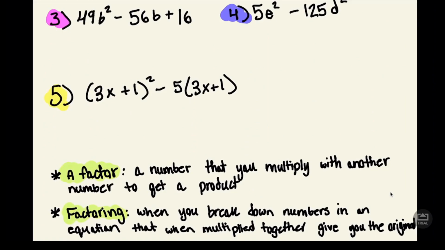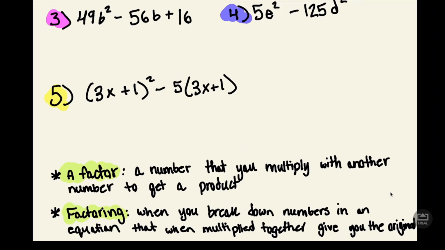So what is factoring? Factoring is when you break down numbers in an equation that when multiplied together again give you the original equation. So essentially, what is that something? We'll call it something for now because it's called a factor, but we'll go over that. What is something that you can take out of the equation that is divisible by all terms, that if you were to distribute it back in, you would get the original equation.